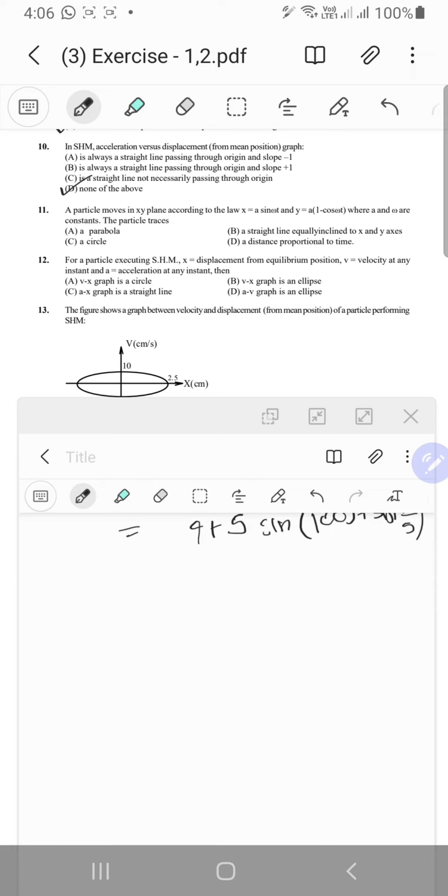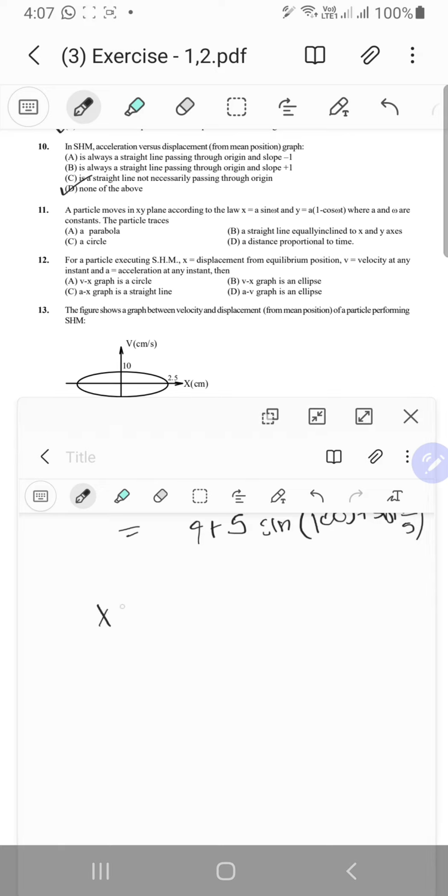Okay, a particle moves in the xy plane according to the law x equal to a sine omega t and y equal to a into 1 minus cosine omega t, where a and omega are constants. The particle traces. Okay, let's try it out. Why do I feel it's gonna be something like a parabola? Sorry, an ellipse. An ellipse will be better.